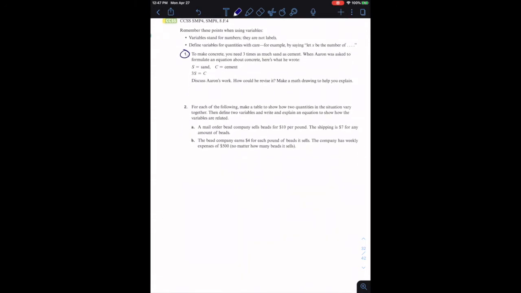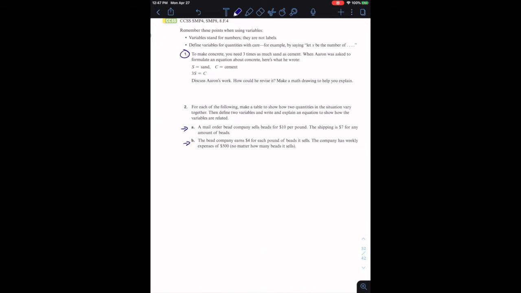So for number 2, we're given 2 scenarios and we're asked to show the quantities and how they change. And we're going to try to make sense of each one of these in a way that connects our pictures and connects our tables and our graphs. So for the first one, a mail order bead company sells beads for $10 per pound. Their shipping is $7 for any amount of beads. So let's see what we can find here.